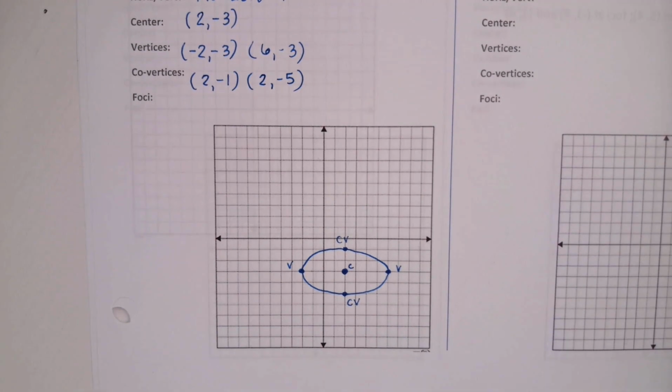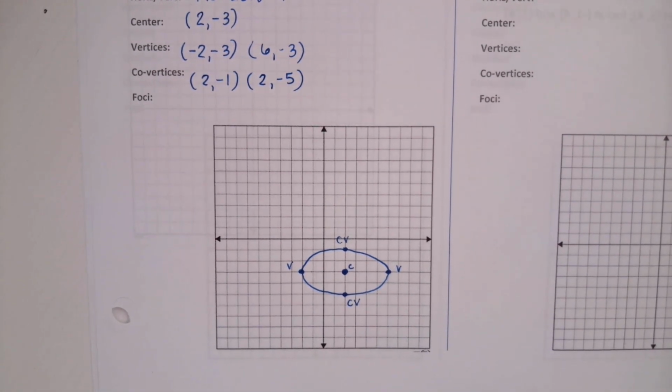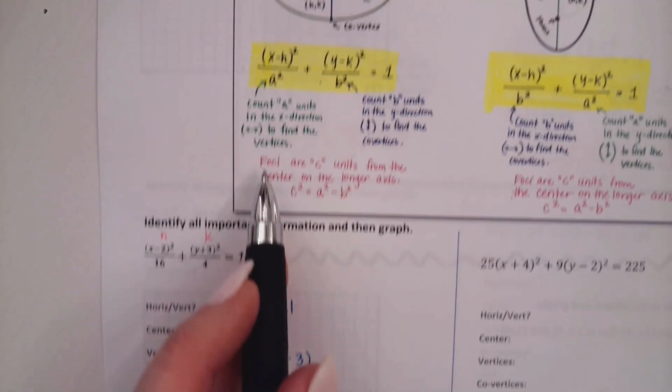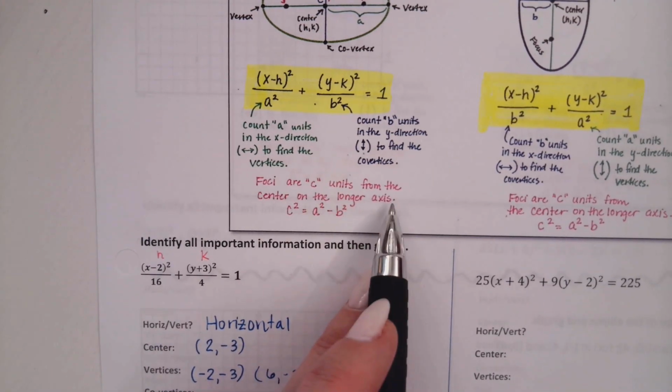And then the last thing we're going to do is draw in our foci, because the foci are the technical definition of how to draw an ellipse. So even though we kind of free-handed it and didn't use the foci to draw it, we do need to include them after the fact. So foci, if you look at my little note here, they're c units from the center on the larger axis.